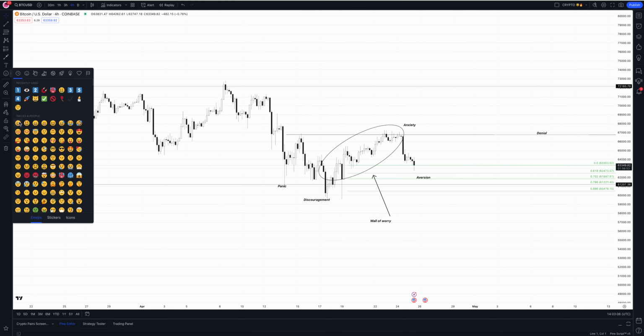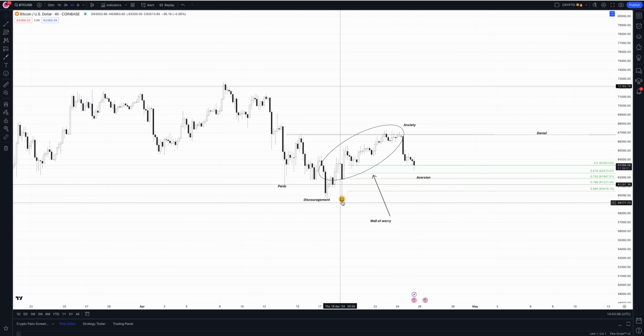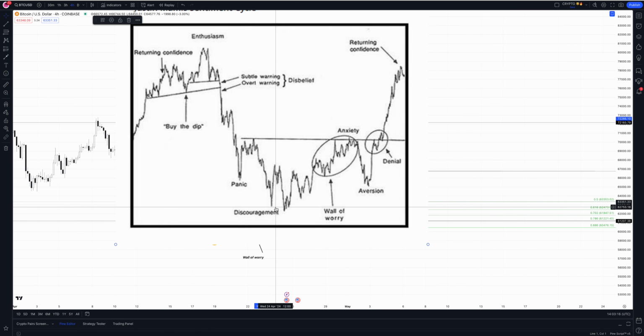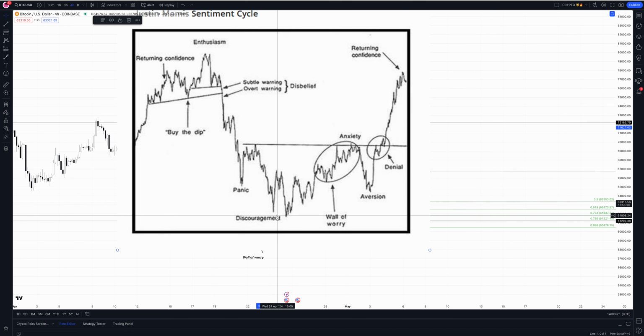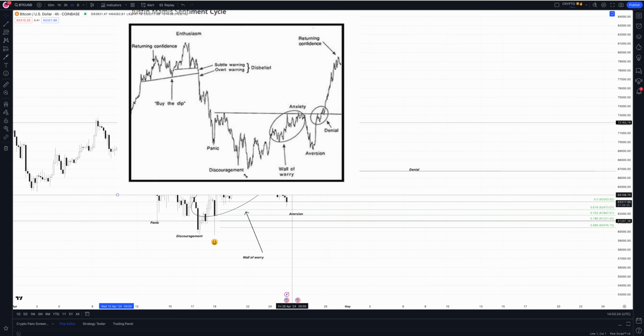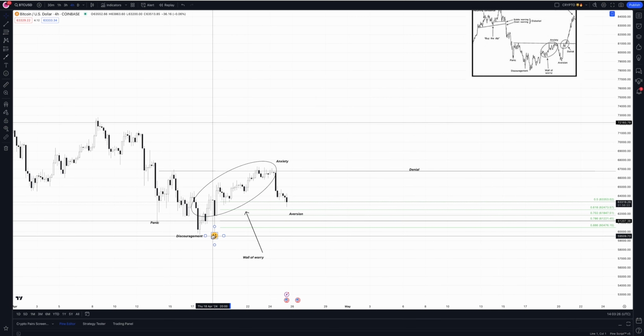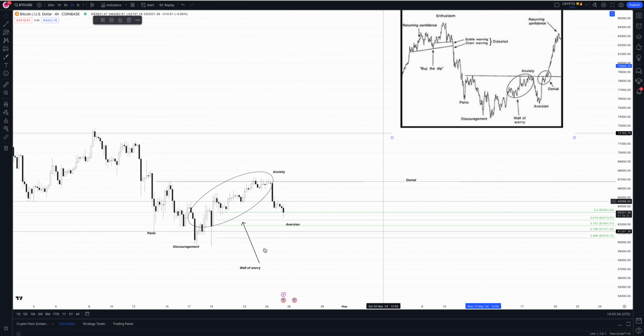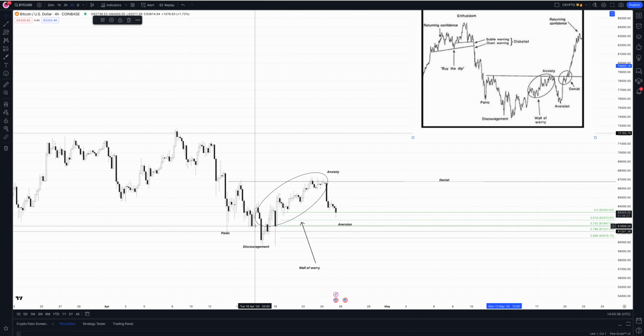Right over here. You see this wick? That was your move down after your discouragement. So this is your discouragement, move up, and then you have a swift move down, just wicking below this low. Okay, so this emoji right here, that was that move. And then what happens is you build a wall of worry. Okay, so this is your anxiety. You build a wall of worry here, your anxiety phase, and then you're coming down for your aversion, right?